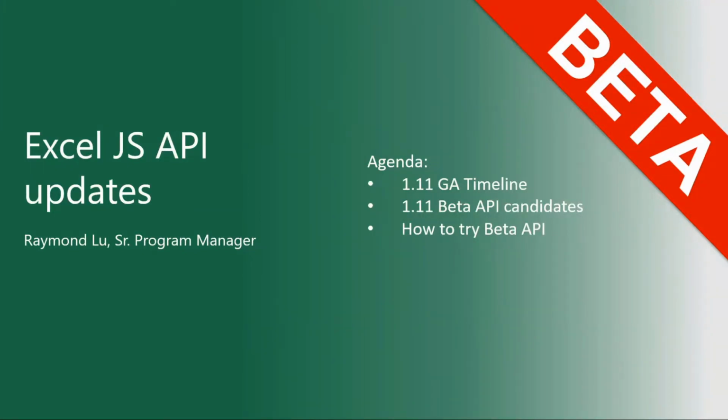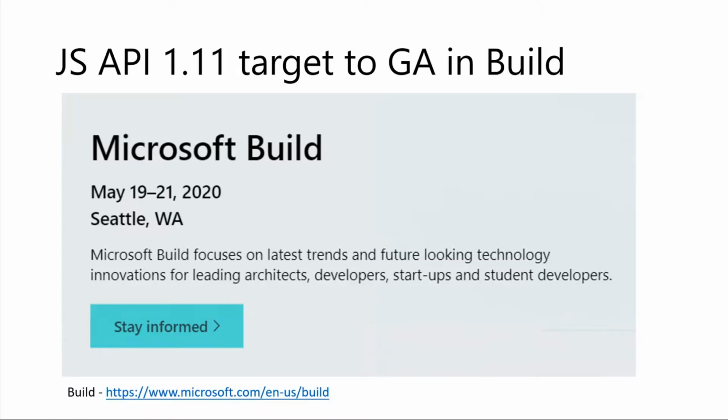Thanks, everyone. Happy New Year to everybody. My name is Raymond. I'm a program manager on the Excel JavaScript API team, located in Beijing. And today I would like to talk about three topics. One is 1.11 GA time. The second is 1.11 beta API candidates. And the third one, I will show you how to try our beta API, and I'll give you a demo at the end.